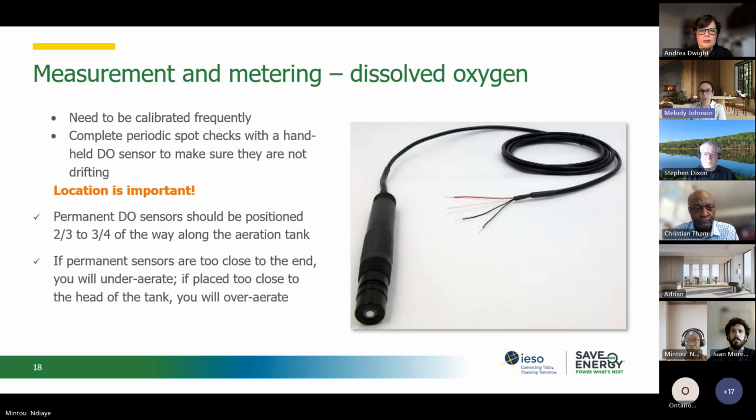The other thing to keep in mind is that location is important. The highest oxygen demands in a bioreactor are at the head of the tank, and then the lowest oxygen demands are at the end of the tank. Generally, if you only have one DO meter, you would want to put that about 2/3 to 3/4 of the way along the aeration tank. And that will help to avoid a situation where you're over or under aerating by measuring a DO concentration that isn't really representative of the typical conditions in the tank.